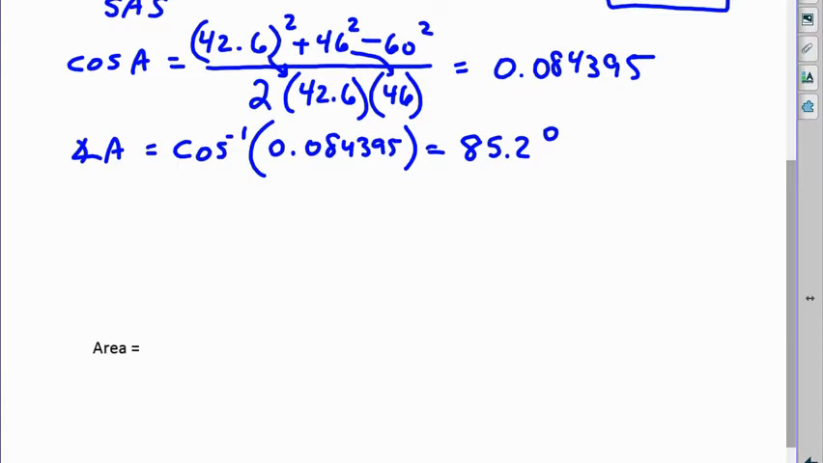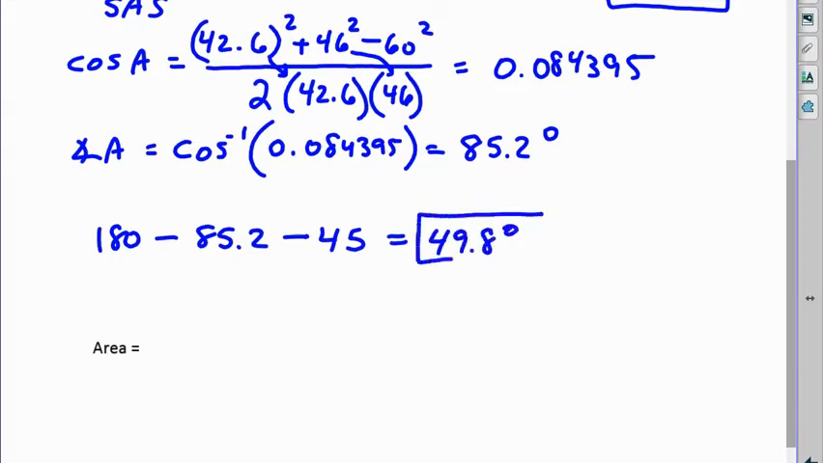So I know all the other angles need to be smaller than 85.2. I could use my formula to get angle C, or I could just use the principle of a triangle: 180 minus the 85.2 minus my other angle, which was 45, and I get 49.8 degrees, and that would be angle C. So I've found angle A, angle C, and side B.